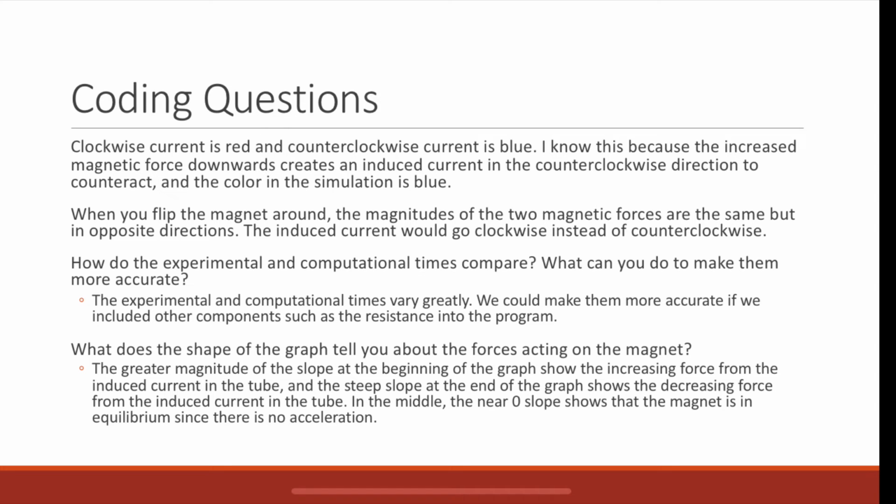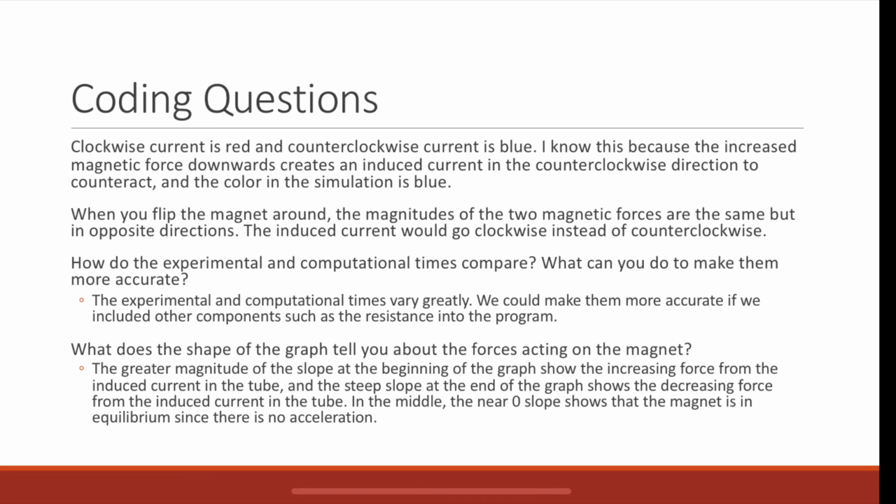How do the experimental and computational times compare? They are very different. This is because experimentally there are such things as like resistance or other forces that were not accounted for in the code. So if those had been accounted for, the results would be more similar.